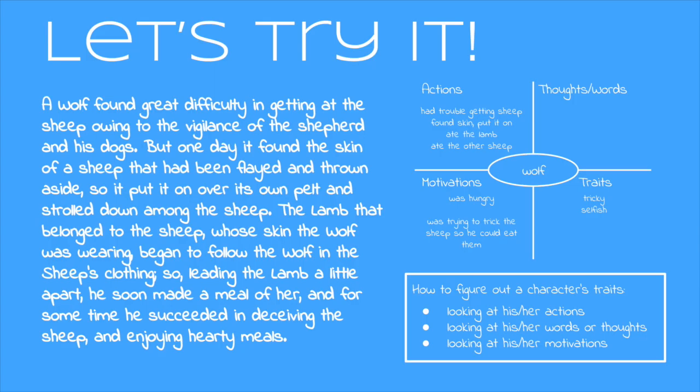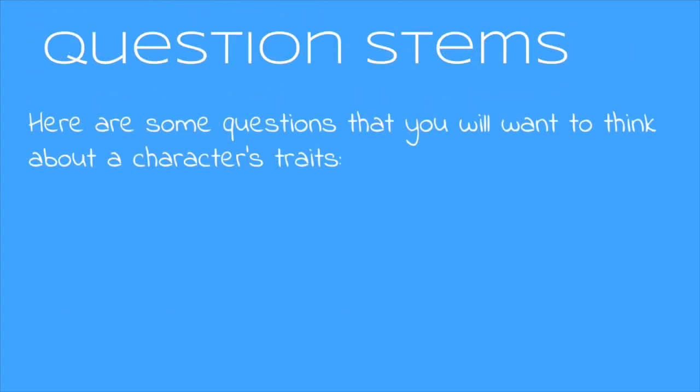Finally, if you look at the last sentence, it says that he succeeded in deceiving the sheep. So that means that the wolf was deceitful or lied a lot. So that's another character trait. We use the actions and motivations to figure out the wolf's character traits. Great job.